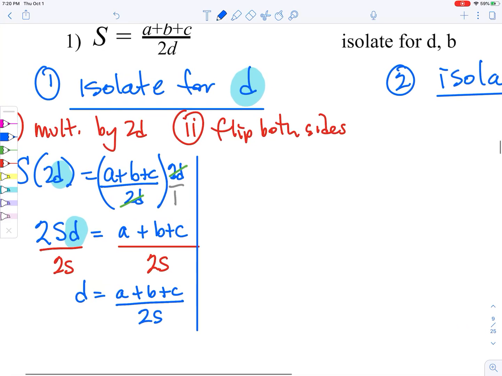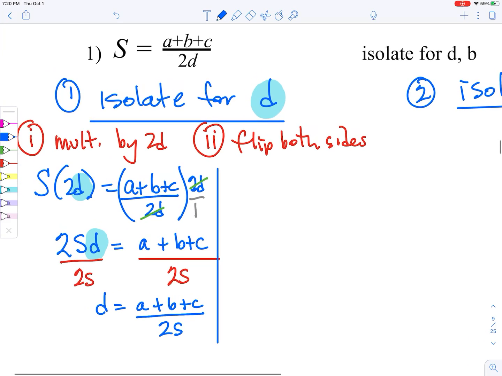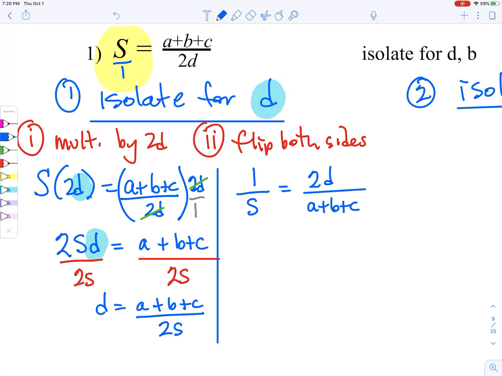The other way of doing it would be to flip both sides, and by flip I mean turn them both upside down. This S was really S over 1 up here that I just highlighted yellow. So if I flip it, I get 1 over S equals, then I'd have 2D up top and A plus B plus C on the bottom. Even though it's not showing, I hope you remember that there's really a ghosty bracket around that denominator. It has to stay all together.